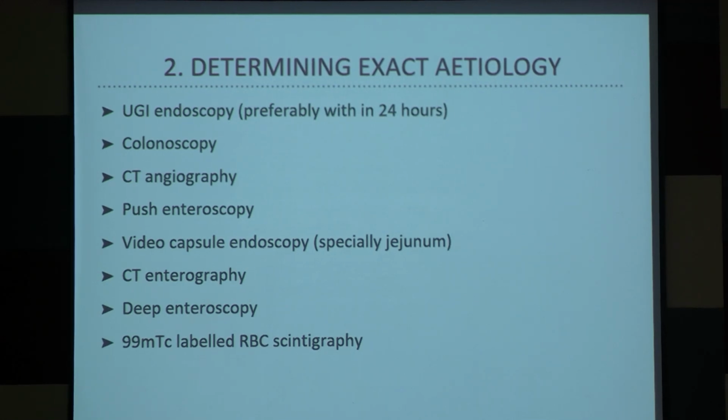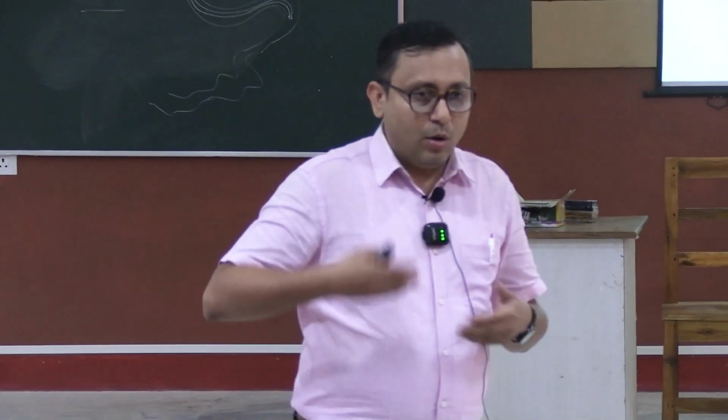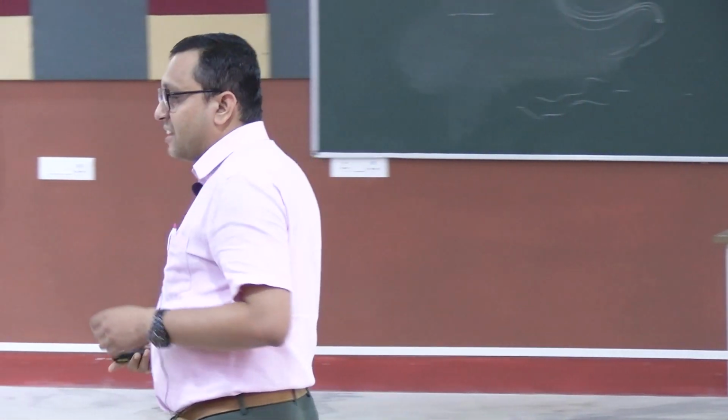Next part is determining the exact pathology. In the previous discussion I have already discussed the location of the bleed. Next you have to know the exact etiology, why it is bleeding. Then you will have to plan accordingly. So how to determine the exact etiology? In case of upper GI bleed, our modality of choice is endoscopy first. Upper GI endoscopy.